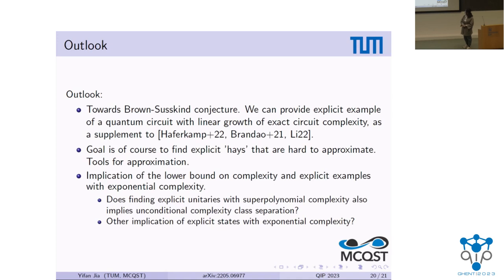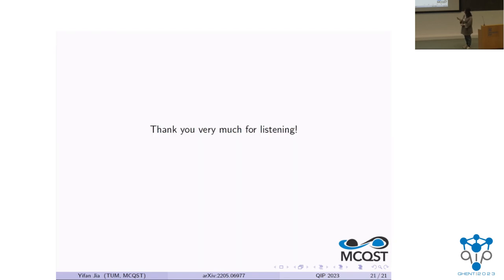So in the end, we also care about the implementation of the lower bound. We don't understand very well between this, how hard it is to describe this or how hard it is to implement this. So the unitary complexity is actually also quite different from the state complexity. So we are curious about whether finding explicit unitaries with superpolynomial complexity actually have some very good implementation, or how should we understand the hardness of the problem? Also, do we have some other implementations of explicit states with exponential complexity? So for that, I want to thank you for your attention and ask whether you have questions.